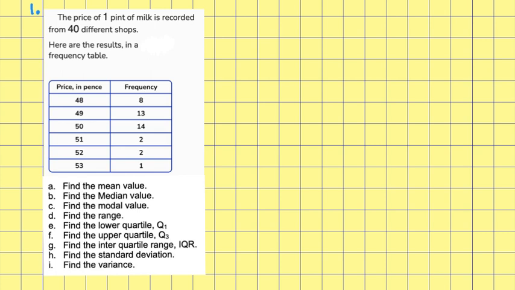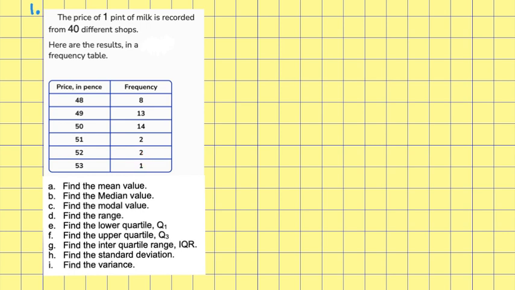Question 1. The price of 1 pound of milk is recorded from 40 different shops. Here are the results in a frequency table. Before we can use this frequency table, we need to make sure we know exactly what it means. In the first column, we've got the price of the milk recorded in pence, and that goes from 48, 49, 50, 51, 52 to 53. Then we have the frequencies 8, 13, 14, 2, 2 and 1.